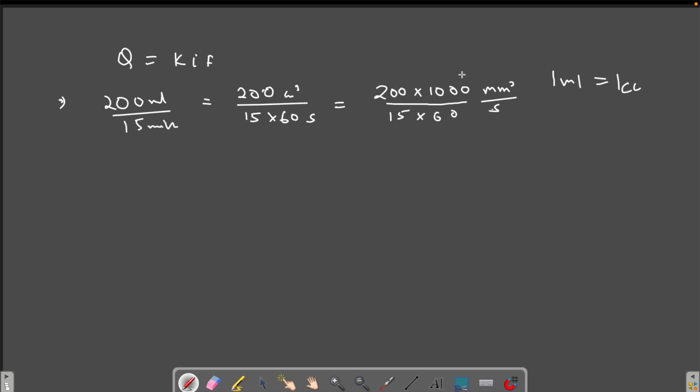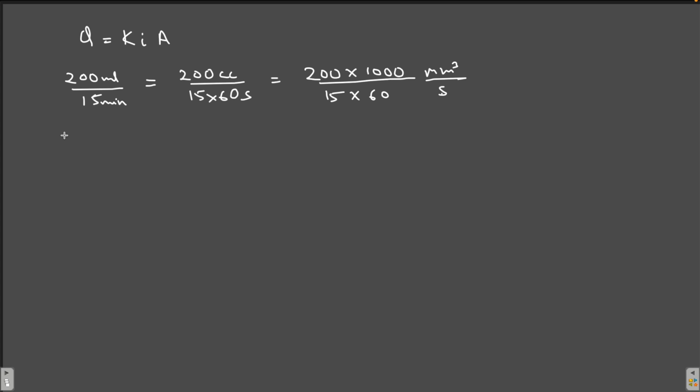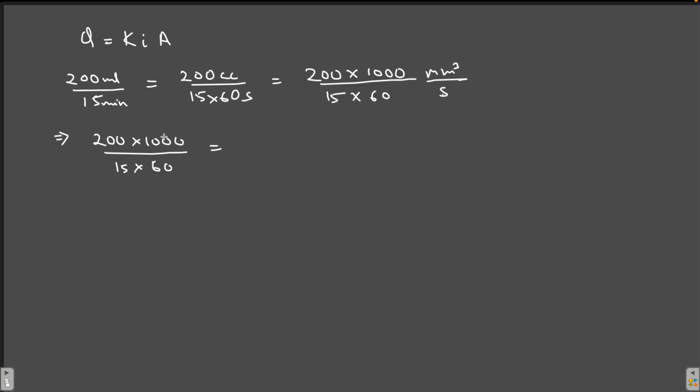Now this is the value of Q. Now let's find the value of H1. So can we write it as Q1? I am writing it as 200 into 1000, 2000 by 15 into 60. This is Q. What is the value of K? K means K1. I'm writing this for the first soil.